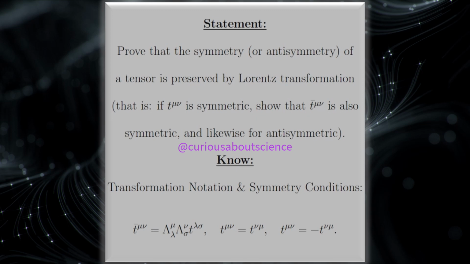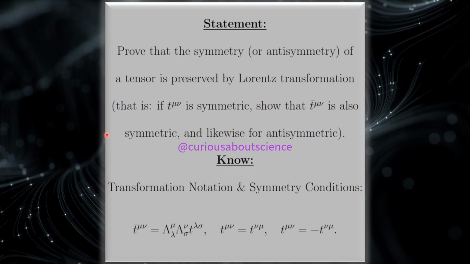Welcome back. Again, dealing with the tensor stuff and the notation thereof, we have to be pretty careful with understanding what is preserved and what isn't. So that's what this question's for. Prove that the symmetry or antisymmetry of a tensor is preserved by Lorentz transformation. That is, if T mu nu is symmetric, show that T bar mu nu is also symmetric.